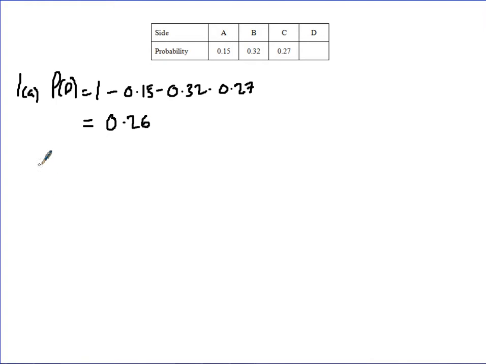0.26. Part B then, Sandy spins a spinner 300 times, an estimate for the number of times it lands on A. So you take the number of times and you times it by the probability of A, and that will then give you your solution, 45.